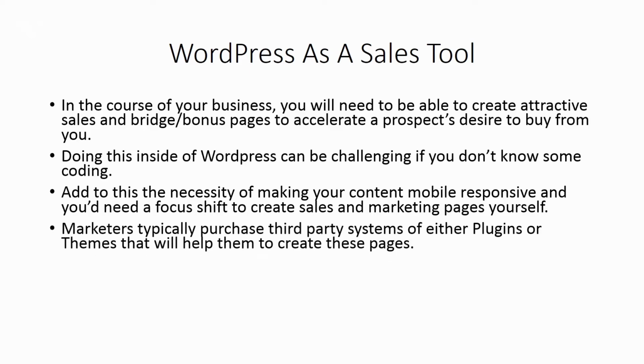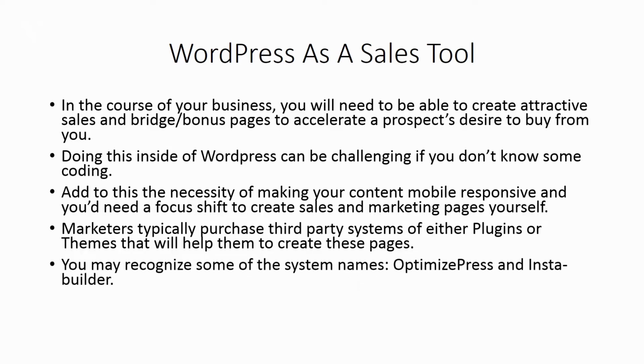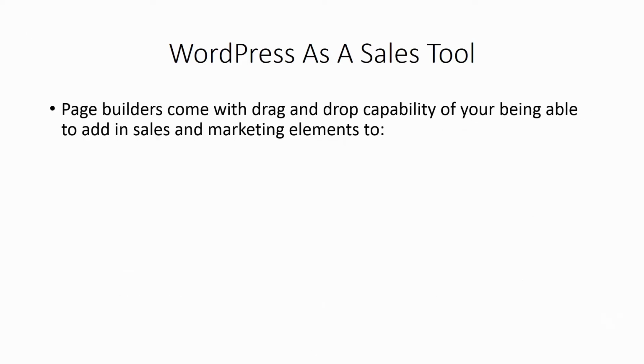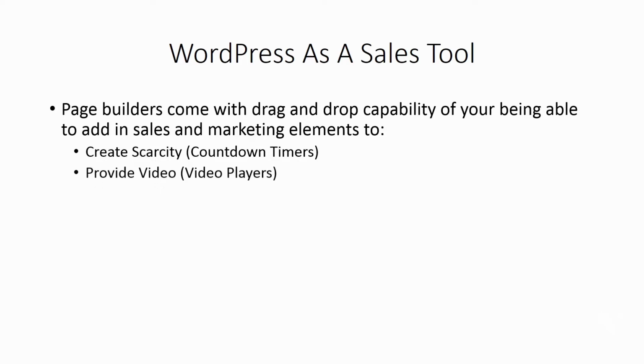Now, marketers typically purchase third-party systems of either plugins or themes that will help them to create these pages. You may recognize some of the system names, such as OptimizePress and InstaBuilder. These systems and others like them allow you to use your WordPress website to host attractive marketing pages. Now, page builders typically come with a drag-and-drop capability of your being able to add in sales and marketing elements to create scarcity with things like countdown timers, to provide video with things like video players, to provide list building opportunities and different forms of opt-in pages and boxes.